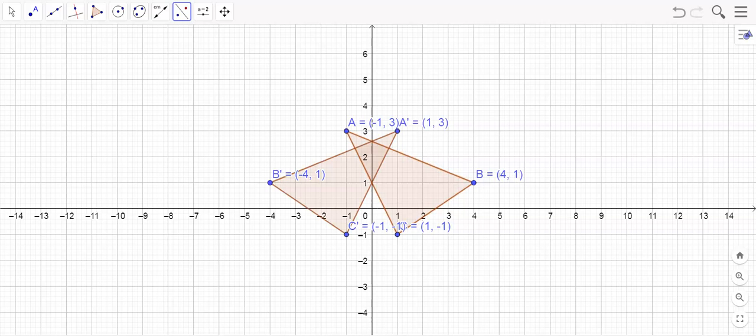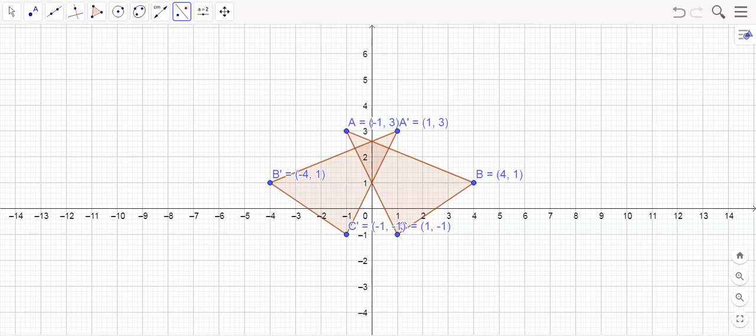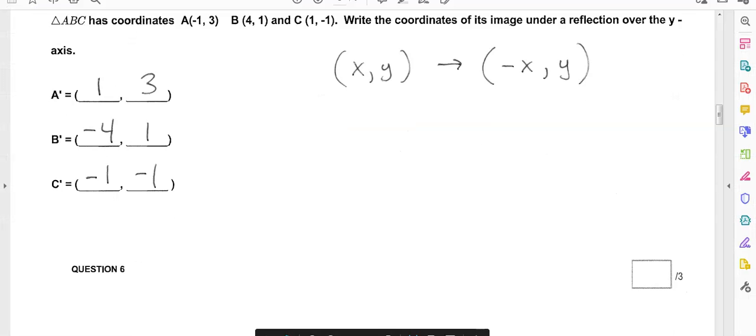Boom. And now I got some new points. My new value should be 1, 3, -4, 1. Let's just check that. 1, 3, -4, 1, and then double -1s. Looks good. So GeoGebra verifies it. Moving on to number 6.